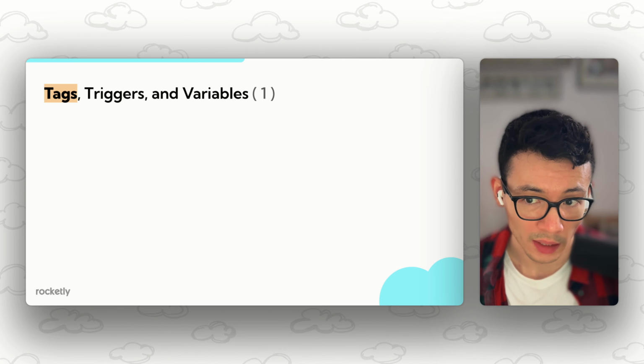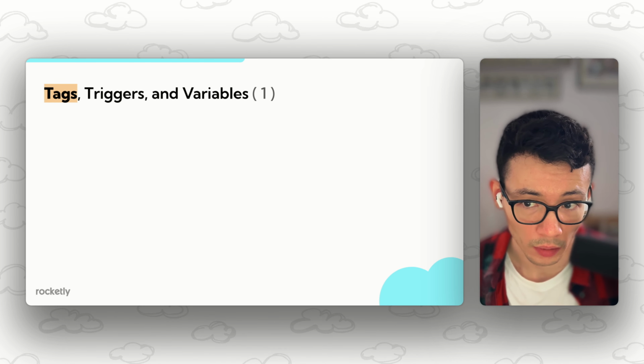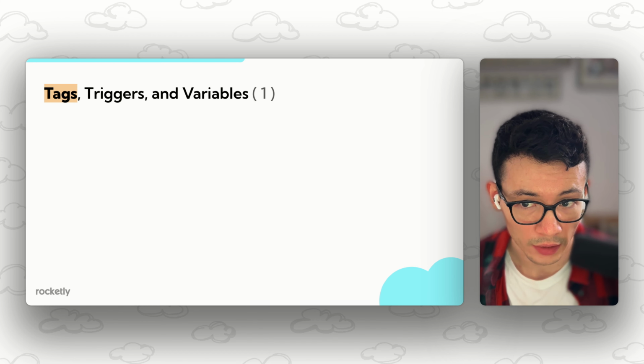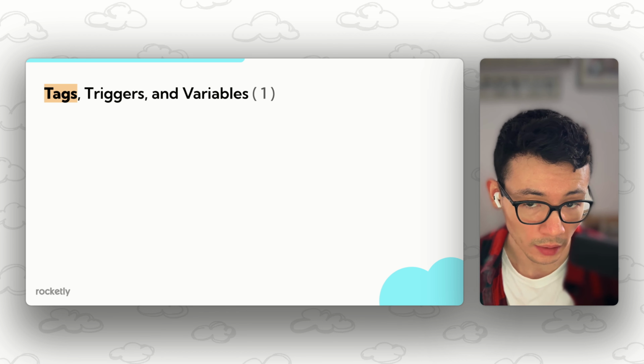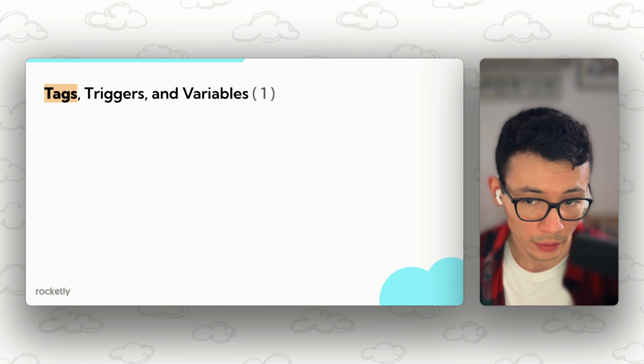Okay, so now that Google Tag Manager is correctly deployed on the website, we now need to understand what the differences between tags, triggers, and variables are inside of Google Tag Manager, because these are something that you will run into every single time you deploy conversion tracking or any other tool that Google Tag Manager offers.